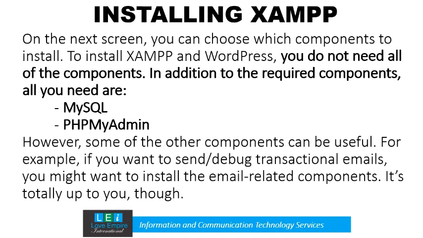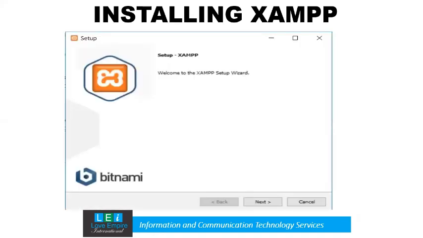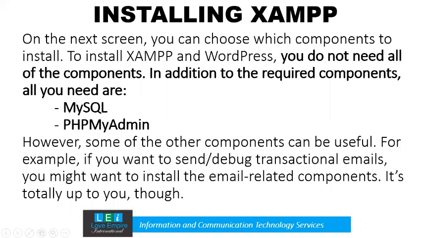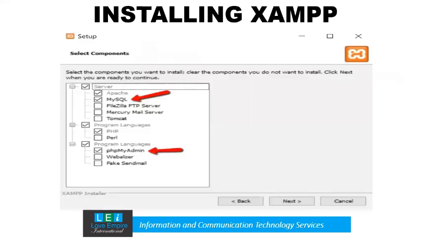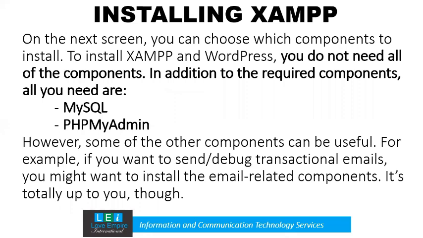So on the next screen, let me go back. After clicking next, it will take you to the next screen. On this screen, you are going to choose which of the components you want to install. These are the components, all these components that are ticked. We have Apache, MySQL, FileZilla, Mercury, Tomcat. So the main components that you need in this place are MySQL and phpMyAdmin.